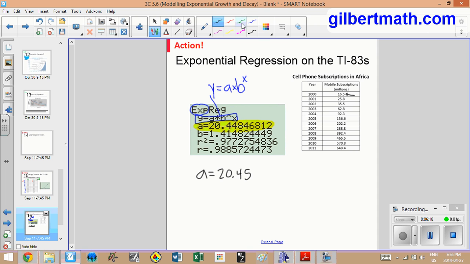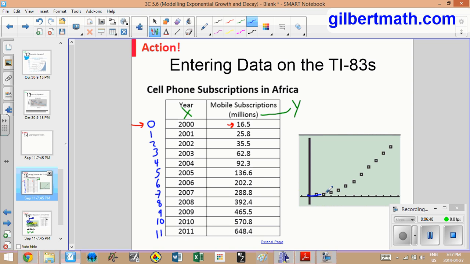So now the next thing that we're going to do is look at the b value, and we can see that here. And b equals 1 point, and I'm just going to round that to 2 decimal places, so 1.41. Now what this tells us, first of all, b is greater than 1, so we know that it's increasing. And of course, if we look back at the graph, we can see that it is certainly increasing.